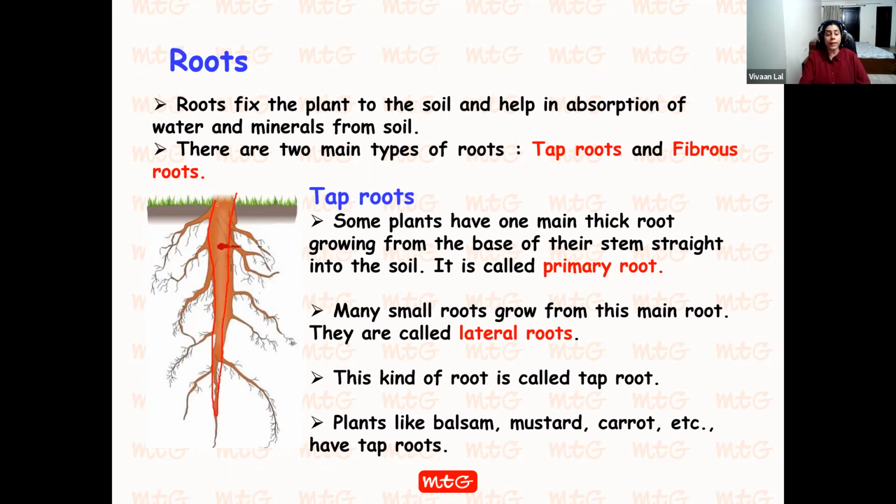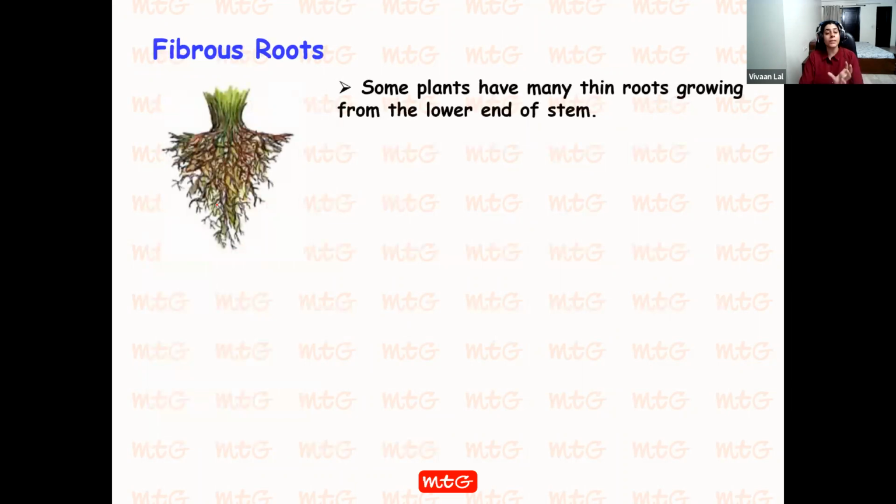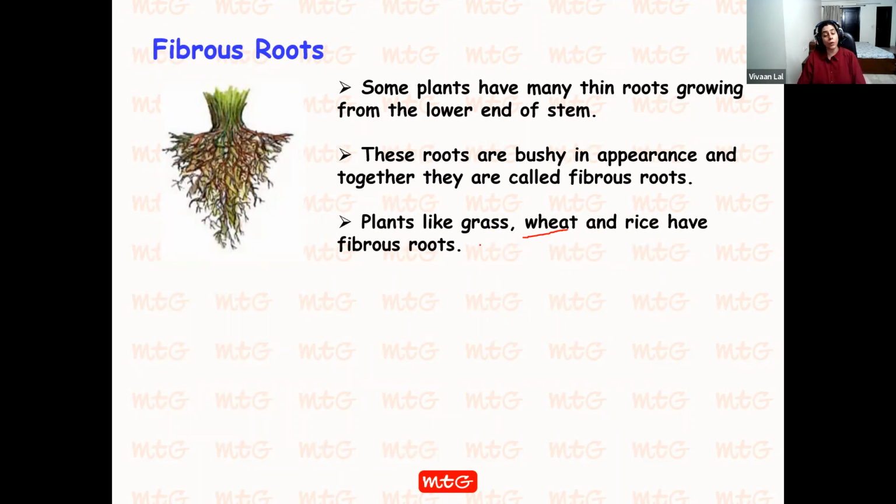Okay. Then there are those roots which are bushy, fibrous. Those plants which belong to the grass family have the fibrous root. So we have wheat, rice, they have fibrous root. Maize also has fibrous root. Grass also has a fibrous root. So different plants have different kinds of roots.